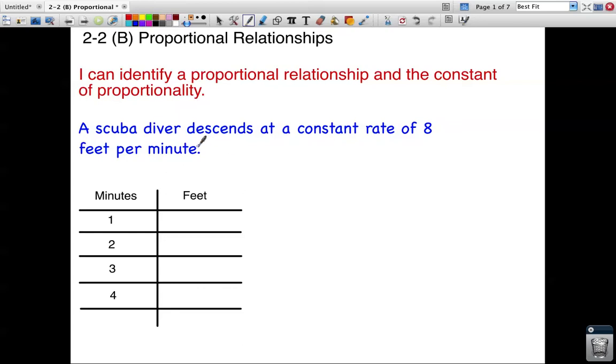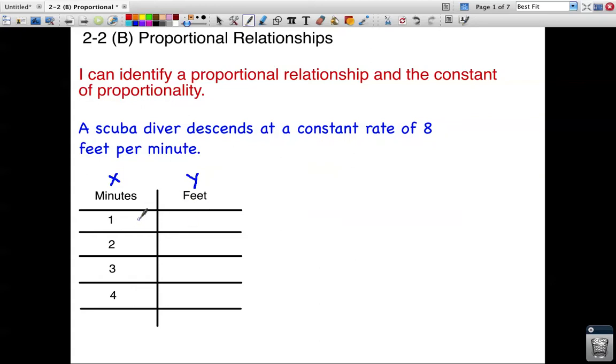So let's look at this first word problem. A scuba diver descends at a constant rate of 8 feet per minute. This is a proportional relationship, and we're going to show why it is. If we have an XY input-output table, here would be my X, here would be my Y. My X represents minutes, my Y represents the amount of feet that the scuba diver has descended.